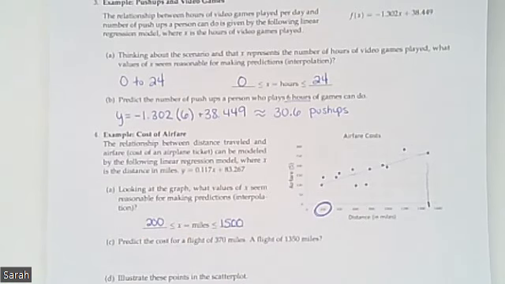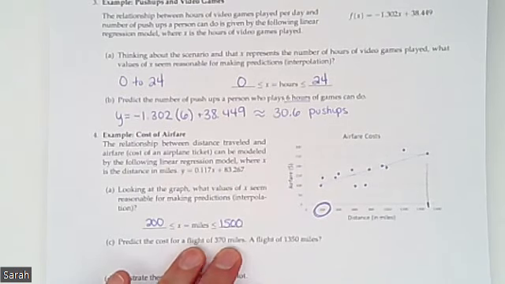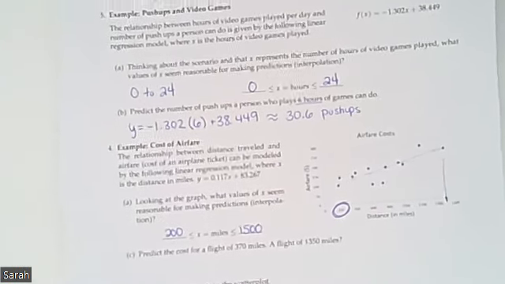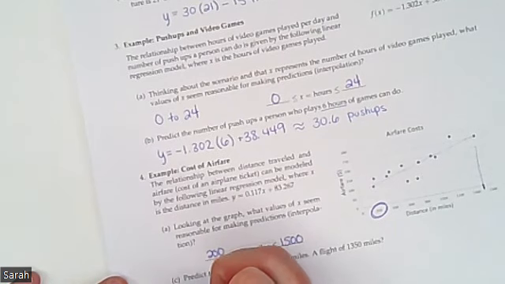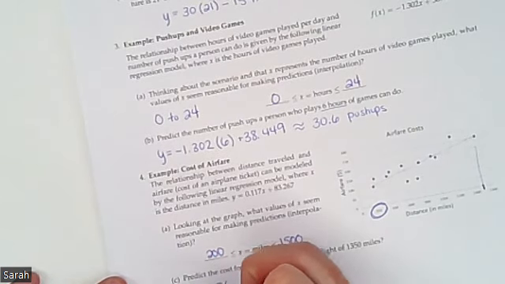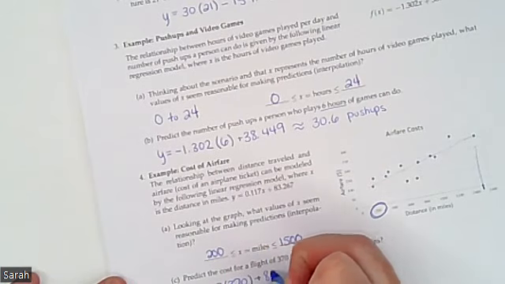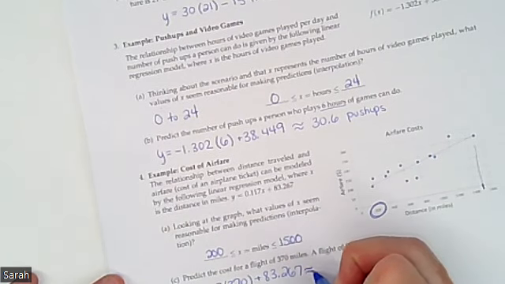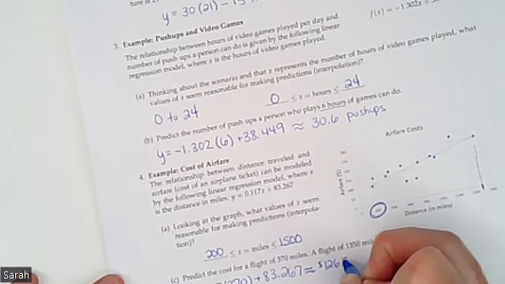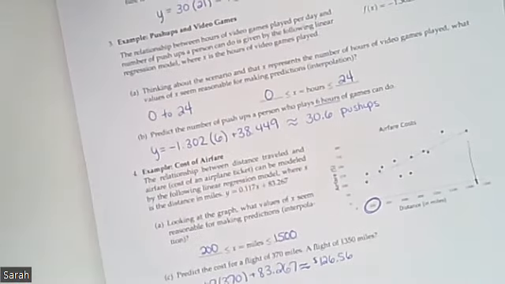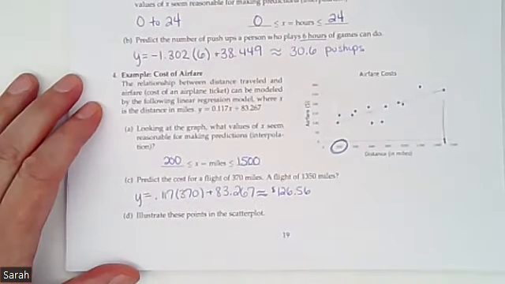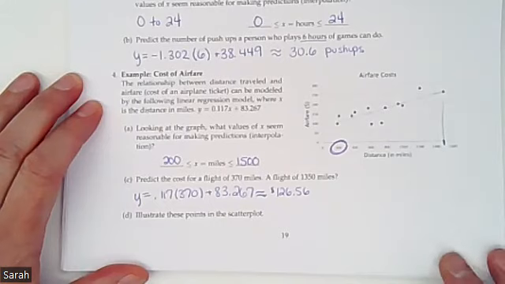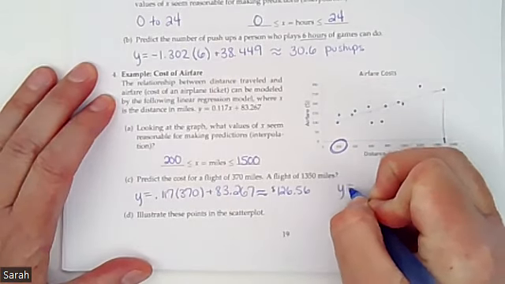We're asked to find the predicted cost if the flight is 370 miles and 1,350 miles. Both of those fall in here, so we're going to work those out. We get y is equal to 0.117 times 370 plus 83.267, and I got roughly $126.56 for that flight of 370 miles. And this one that is 1,350 miles is quite a bit further, so I would expect that to cost a little more. Let's go ahead and find that.